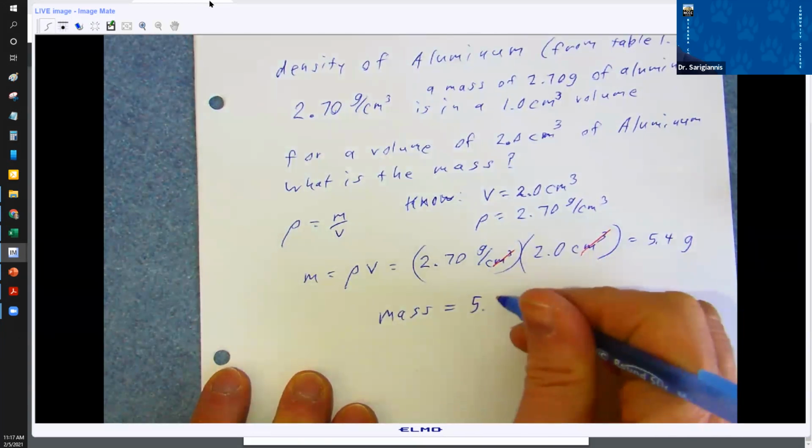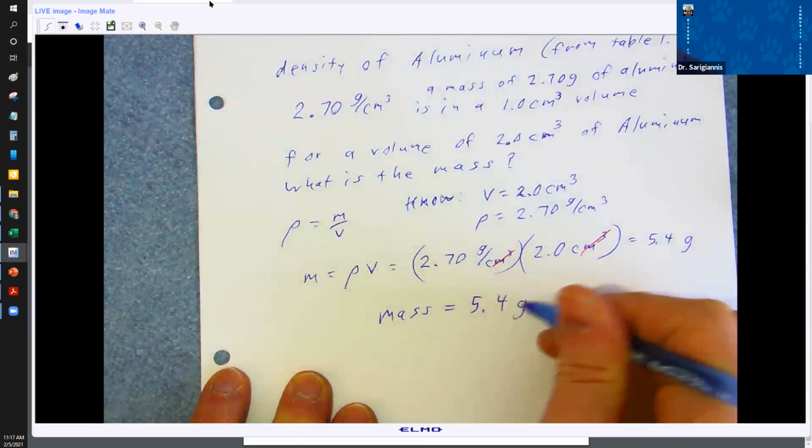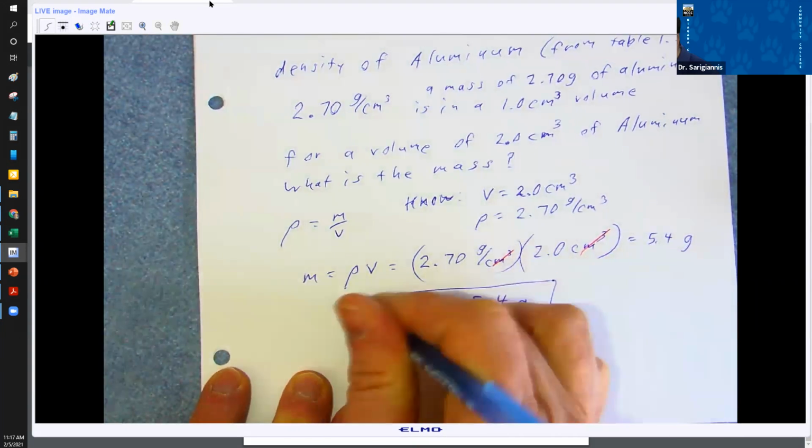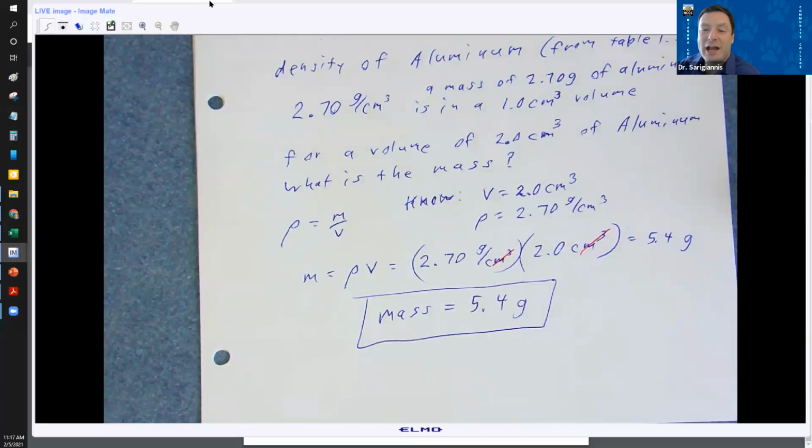I've got 2 here, so 5.4 grams. Right? So just taking the density, multiplying it by the volume, and getting the mass of aluminum contained within 2 cubic centimeters of volume.